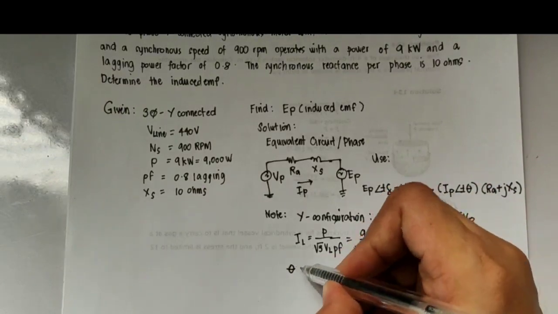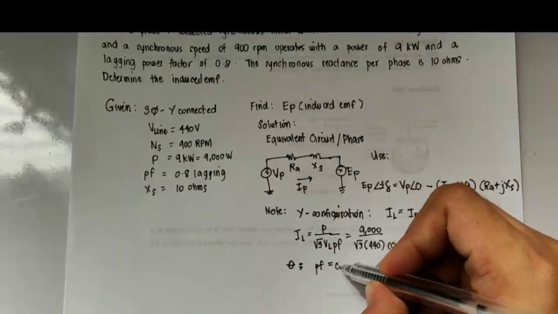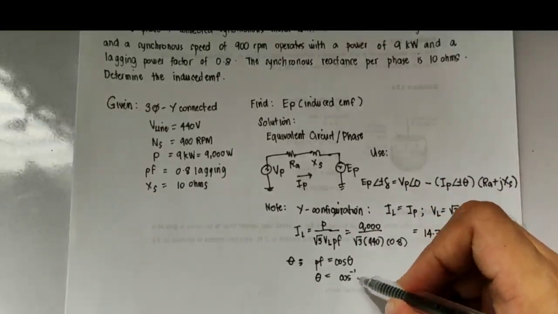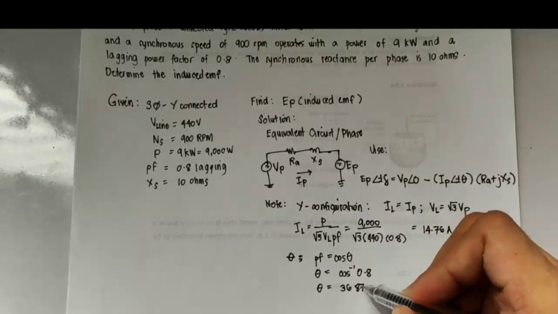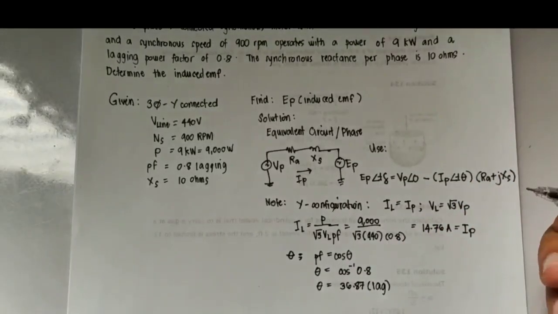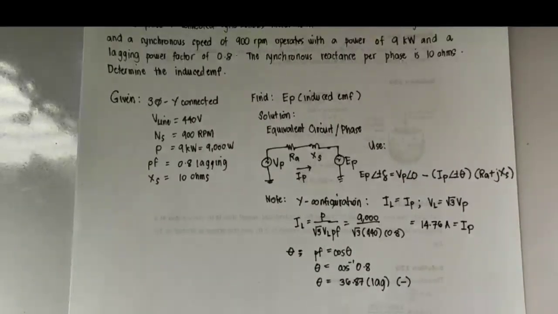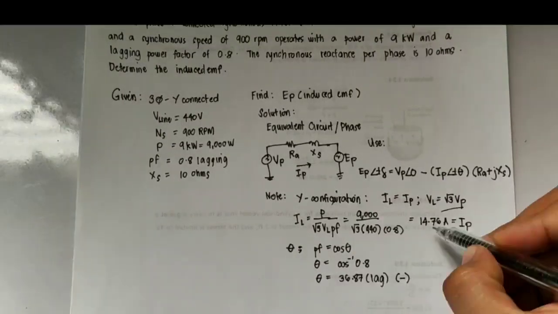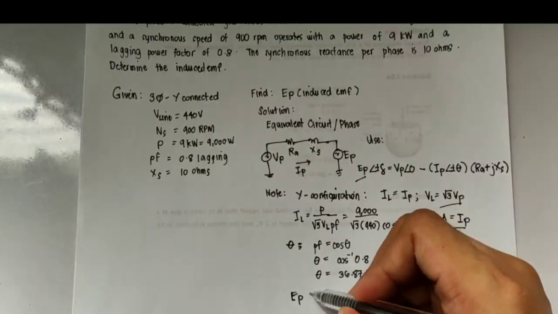Now, to get the value of theta, we have the power factor equals cosine theta. Theta is cosine inverse of 0.8. Now, our value of theta becomes 36.87 degrees, which is lagging. And now we will use the minus sign for our operation. Since we have V line equals square root of 3 V phase, we will now provide these values into this formula.